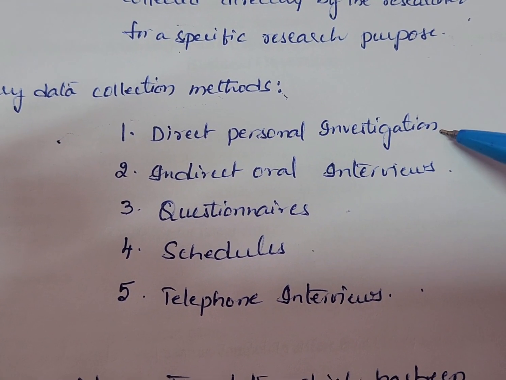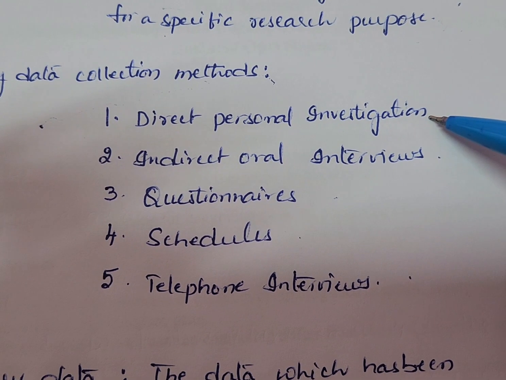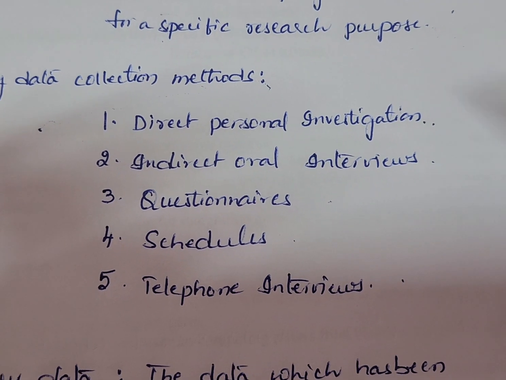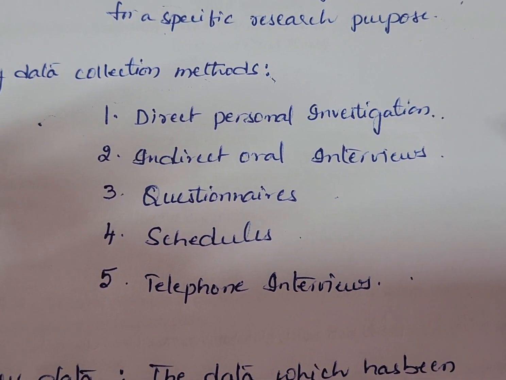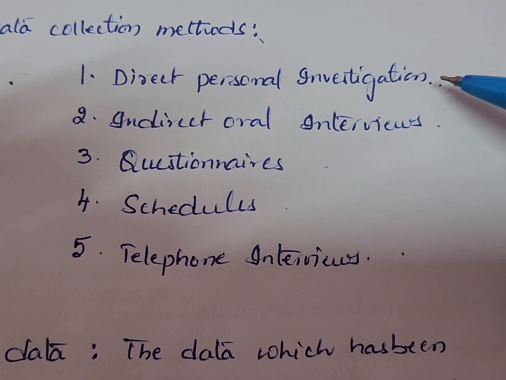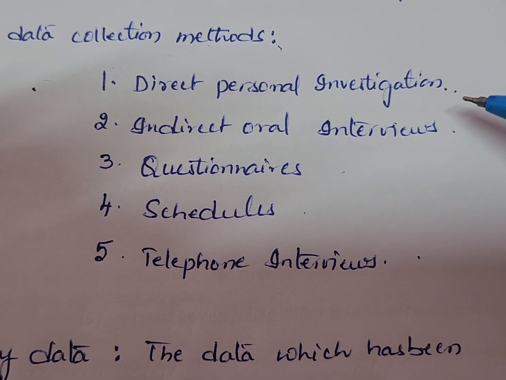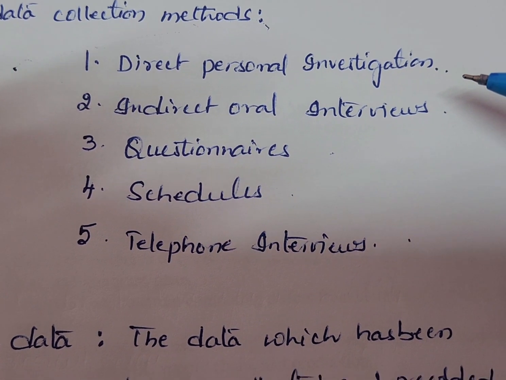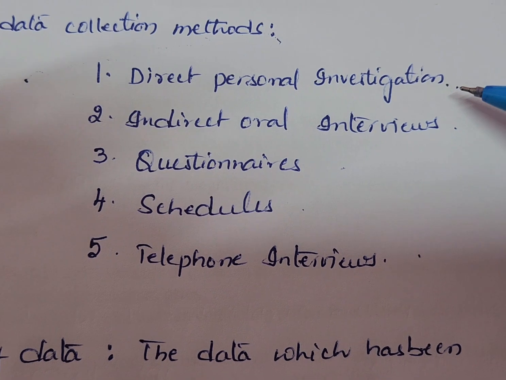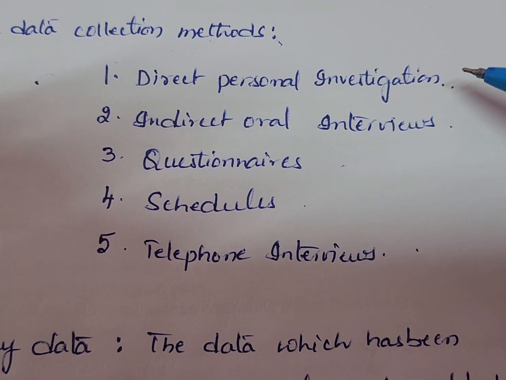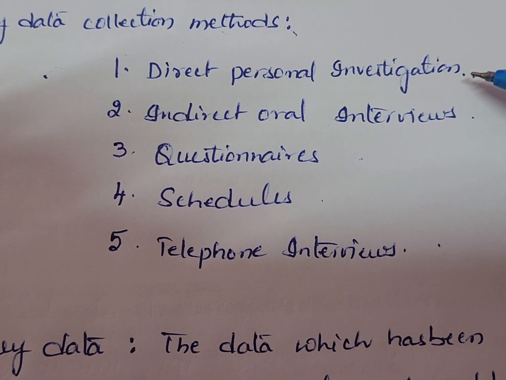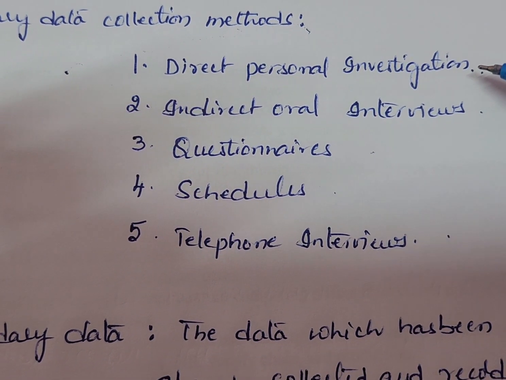What is this direct personal investigation? The researcher himself goes to the field of research and he directly collects the data. That is direct personal investigation. So in this type of data collection, we can completely 100% rely on the data which we have collected, and it is a little bit time consuming and a little bit costly, but we will get the clear-cut information for our research.